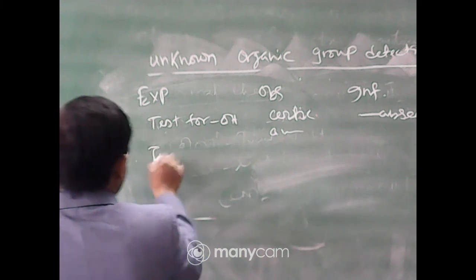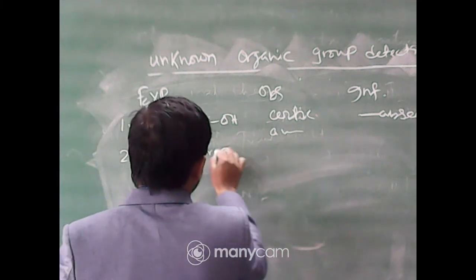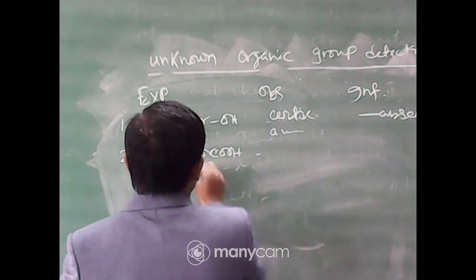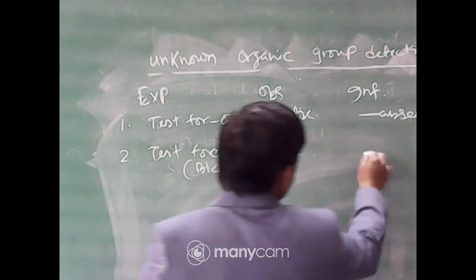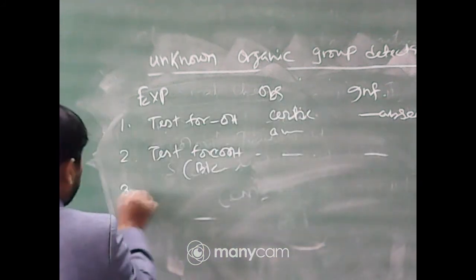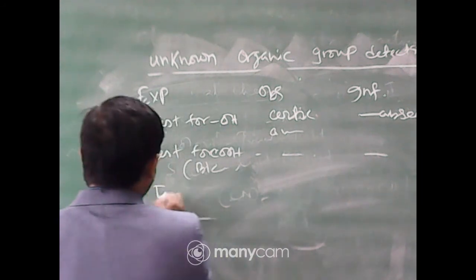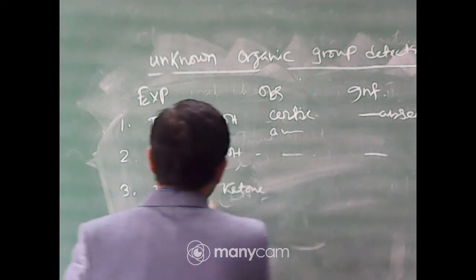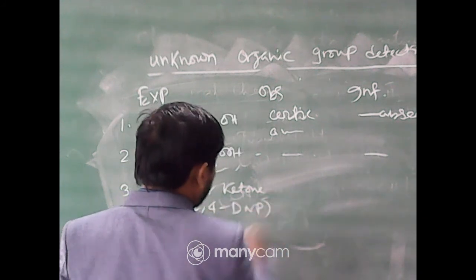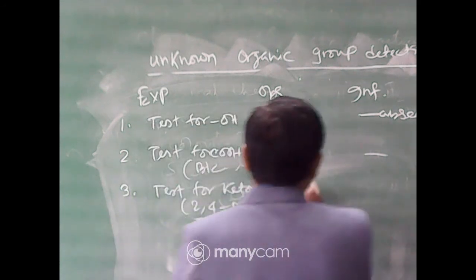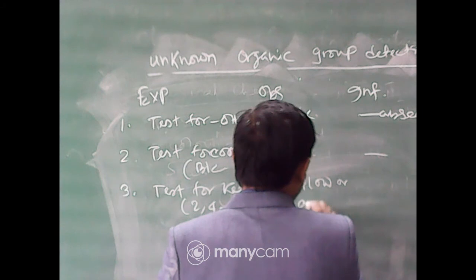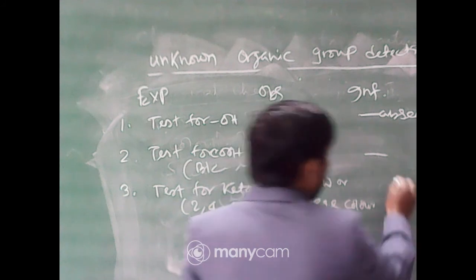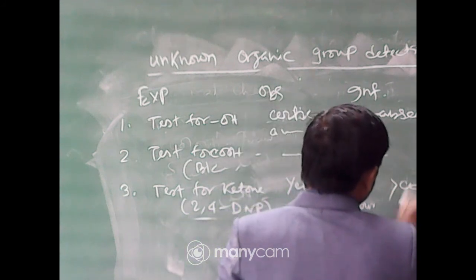Next one, test for functional group, that is COOH. So you can write here the bicarbonate test. Okay. So bicarbonate, no effervescence comes, so it is absent. Number 3 is test for ketone. So here you will write 2,4-DNP test, here yellow or orange coloration. As it is present and it is a common test, so here you will write the ketone may be present.